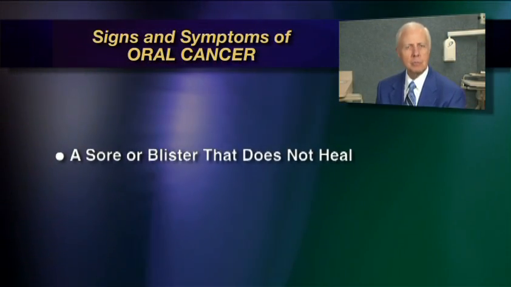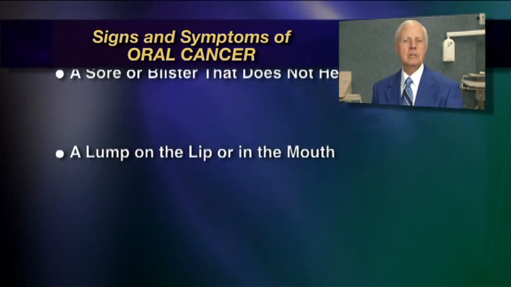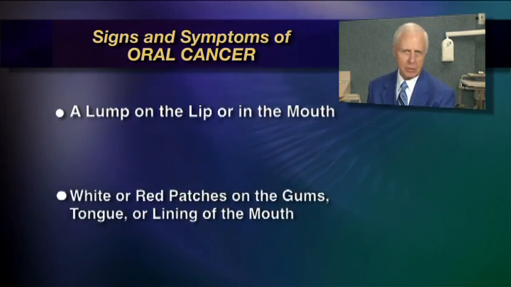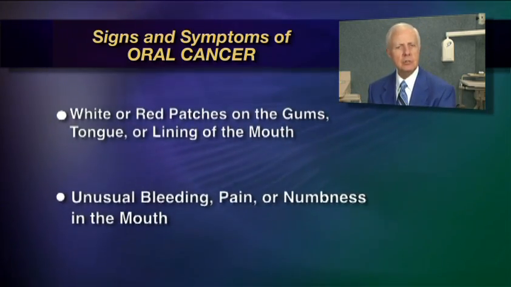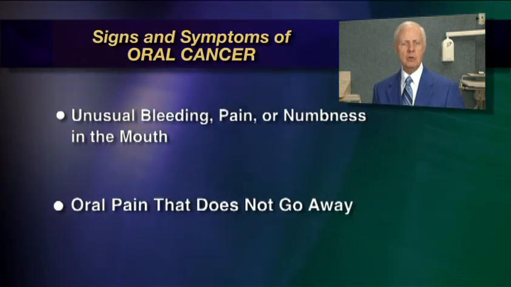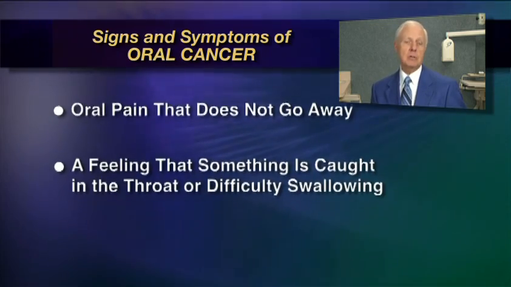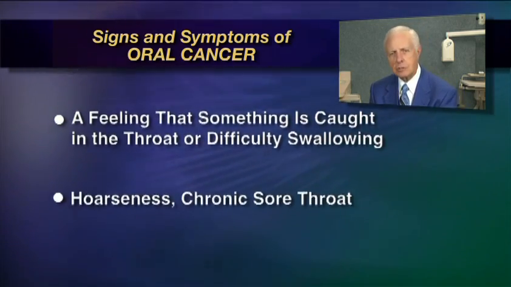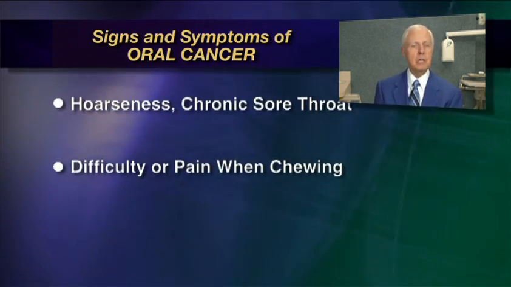A sore or blister on the lip or in the mouth that doesn't heal. A lump on the lip or in the mouth. White or red patches on the gums, tongue, or lining of the mouth. Unusual bleeding, pain, or numbness in the mouth. Oral pain that doesn't go away. A feeling that something is caught in the throat or difficulty in swallowing. Hoarseness, chronic sore throat. Difficulty or pain when chewing.